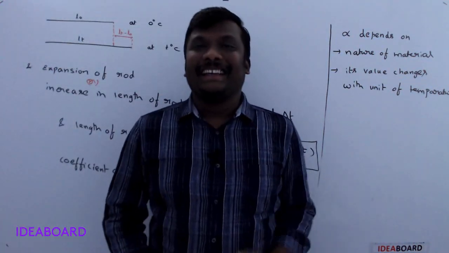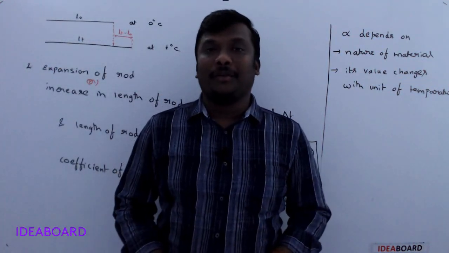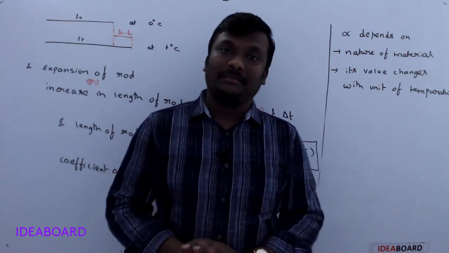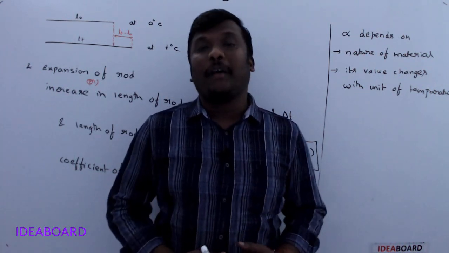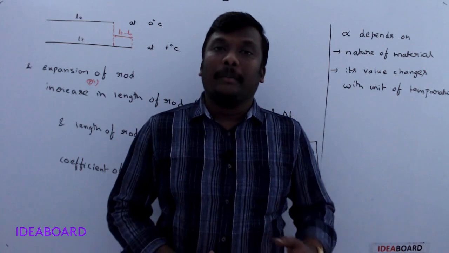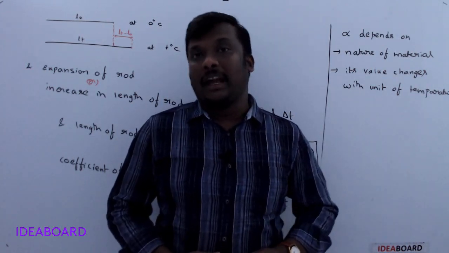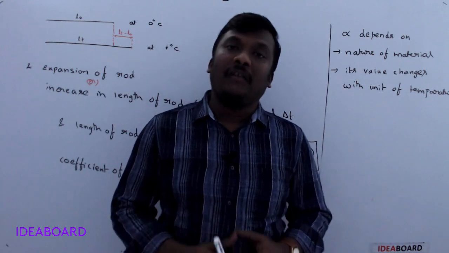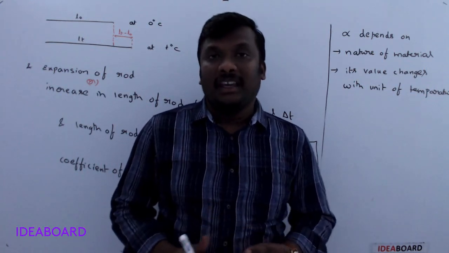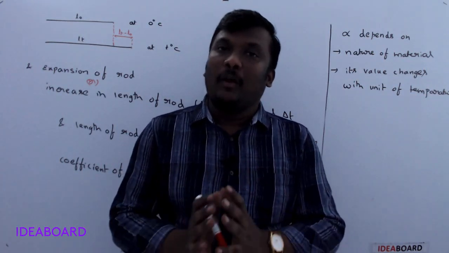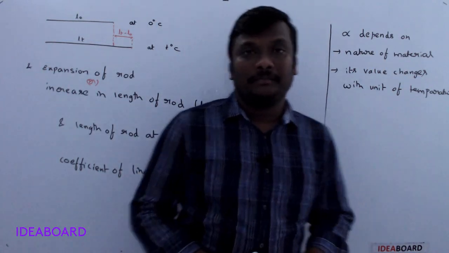Hi students, in the previous section we discussed alpha, beta, gamma. Alpha means coefficient of linear expansion, beta is the coefficient of superficial expansion, and gamma is the coefficient of volume expansion. I would like to just recall what alpha is.